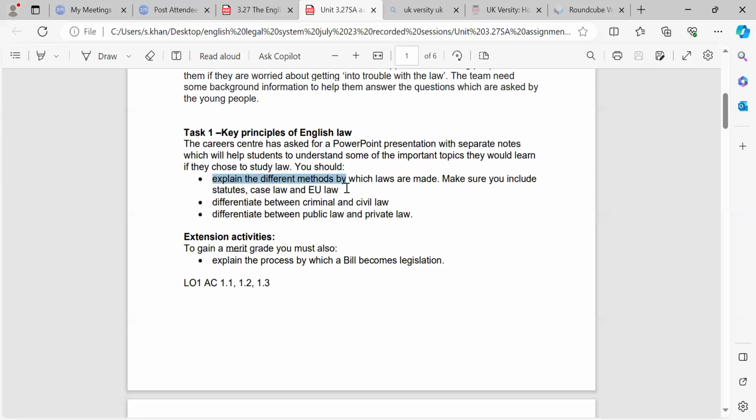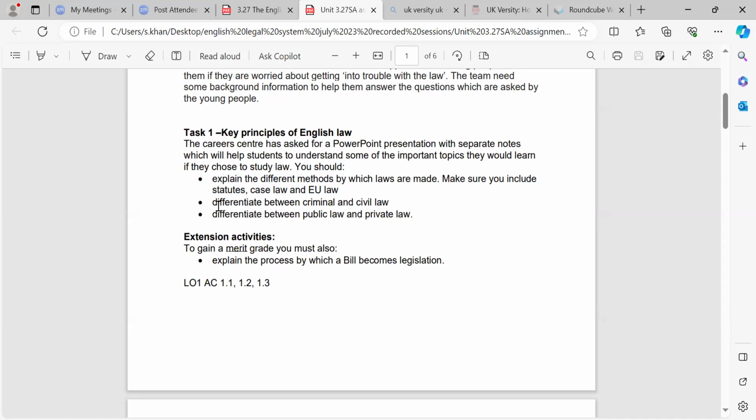So this would be your first heading, as I've highlighted there. And that would be your heading, so do not change the wording of that. So that's task 1, and there are 3 parts to it in the pass element, okay? Explain the different methods by which laws are made. Make sure you include statutes, case law, and EU law.